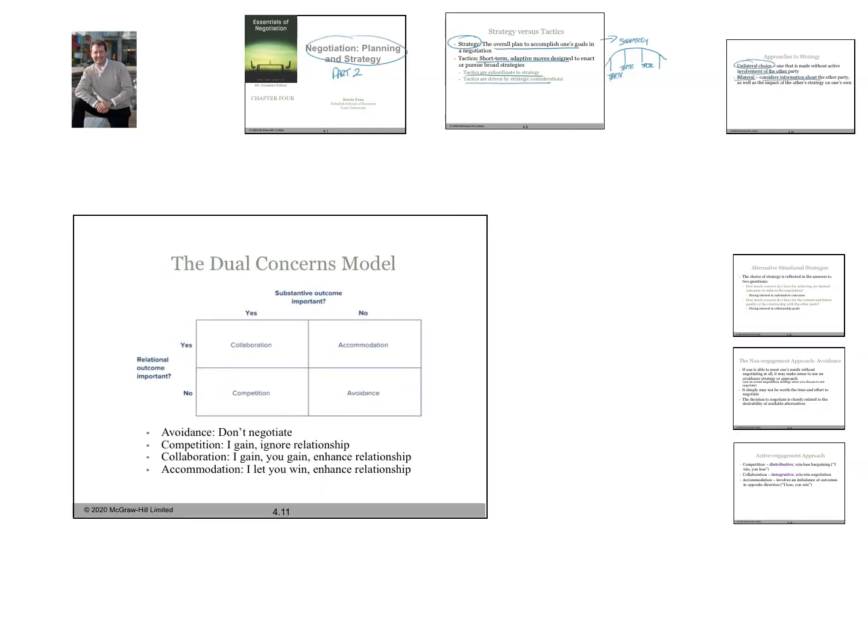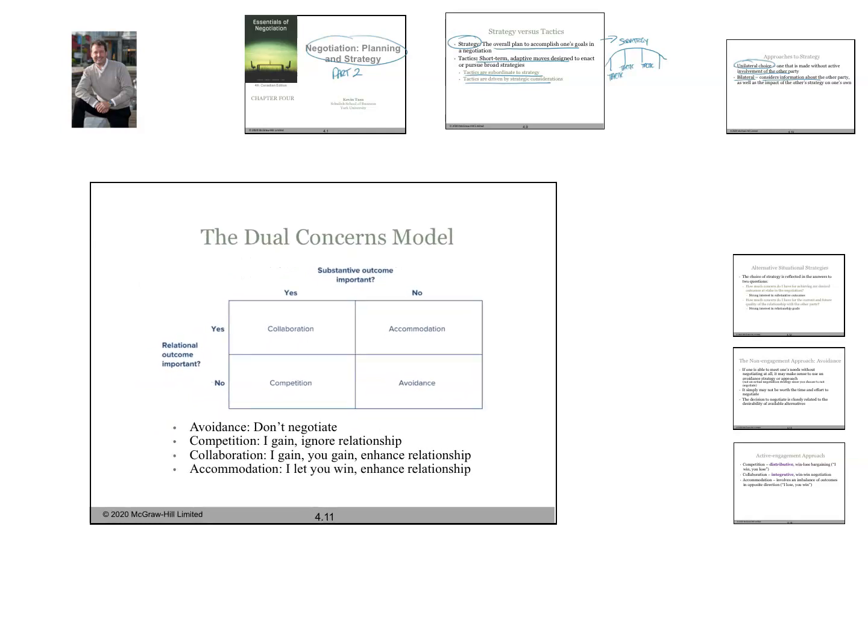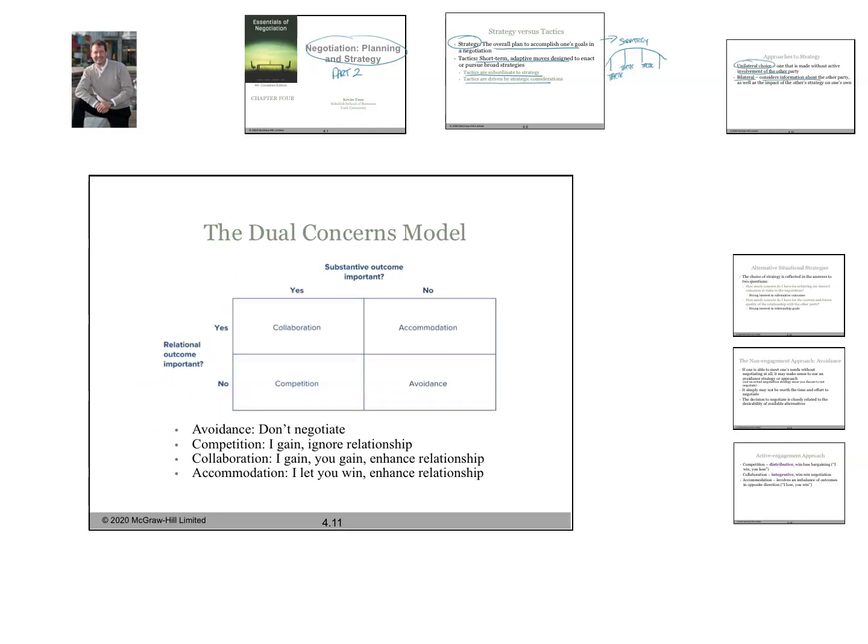Another model that is helpful to keep in mind when we're going into a negotiation and we're trying to figure out what our strategy and tactics are going to be is something called the dual concerns model. This is not a strategy. This is simply a framework that helps us see the negotiation we're entering into, taking into account two main considerations. The first one is what we call the substantive outcome.